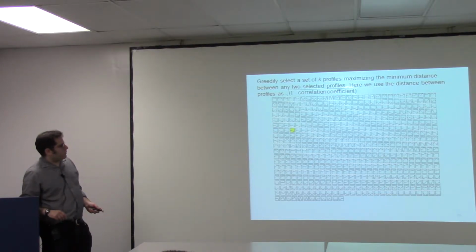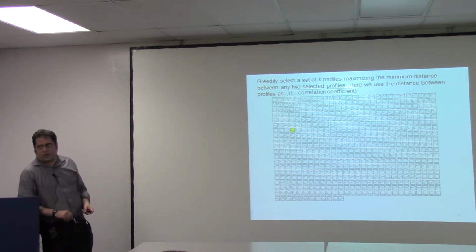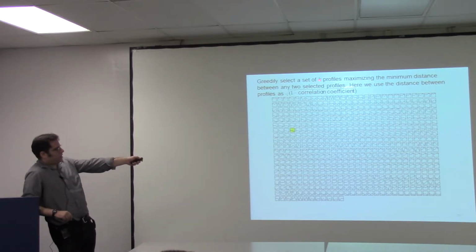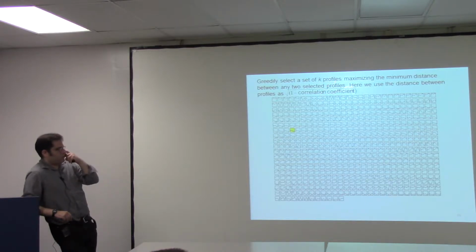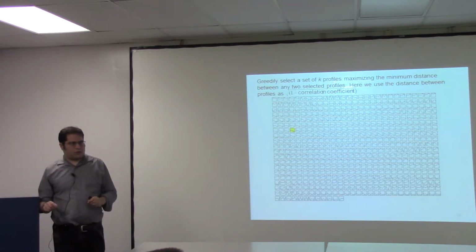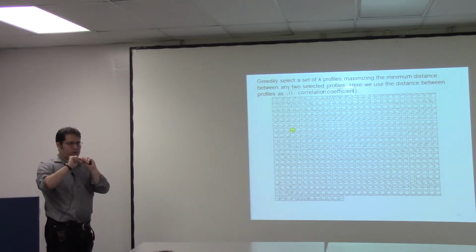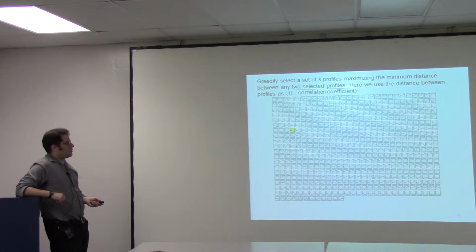Then initially we could take one of the most extreme profiles, for example, a profile which goes down at each time point. Then we have a parameter k here, which is the number of profiles we want. At each step, our goal is to maximize the minimum distance between any two profiles. So formally, we want the distance between any two profiles that we select, the closest pair, to be as large as possible. And as a distance, we're going to use the square root of 1 minus the correlation coefficient.